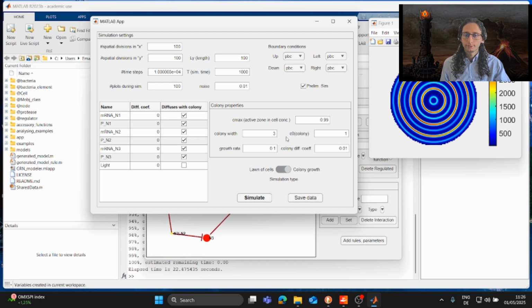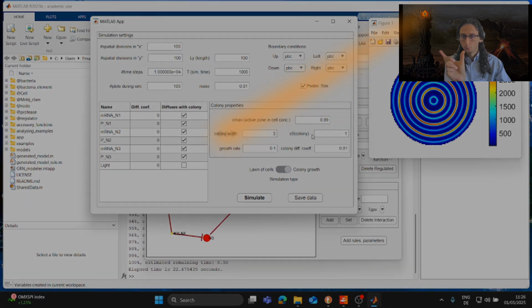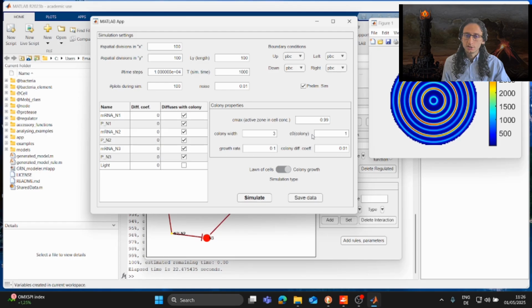The initial inoculum of our colony is represented by two parameters, height and width. Height corresponds to C0 colony, which is basically the coefficient of a two-dimensional Gaussian function centered in the center of the simulation grid. So basically the height of that Gaussian function. In case your initial inoculum has a very special shape, you can even change this function in the accessory function folder. Then colony width has the same unit as the Ly length.